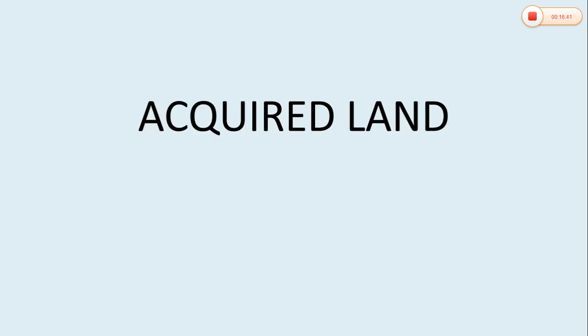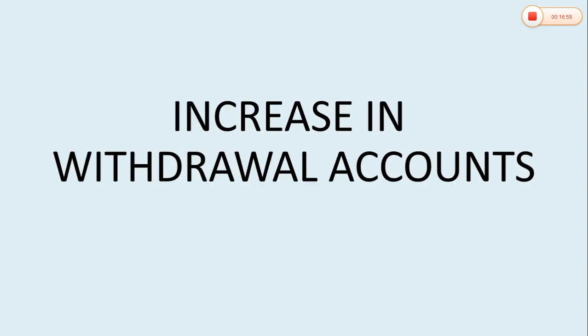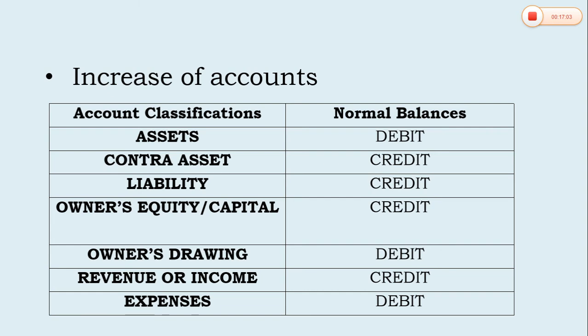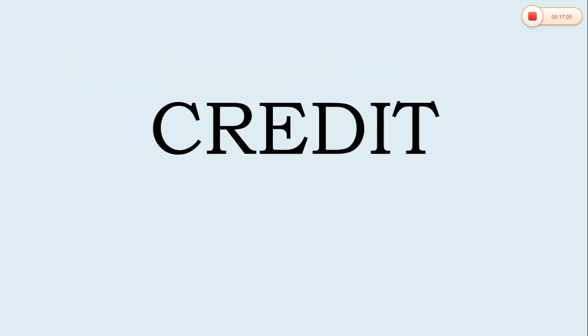Acquired land. So the business bought land. What happened to the land account? Okay, land is an asset. Therefore, since the business acquired land, land increased, then you have to debit land. Okay? Is it clear? I hope the normal balance is clear to you. If not clear, you have to go back here to the table and you have to memorize and master this one.